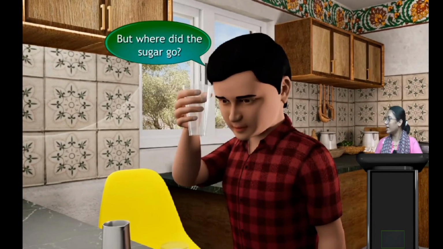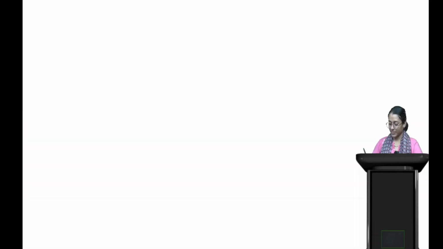Now the question comes: where did the sugar go? We know that whenever we stir sugar into the water, the sugar gets dissolved in it. But how? Why? What happens in this case? How does it disappear? Let's see.